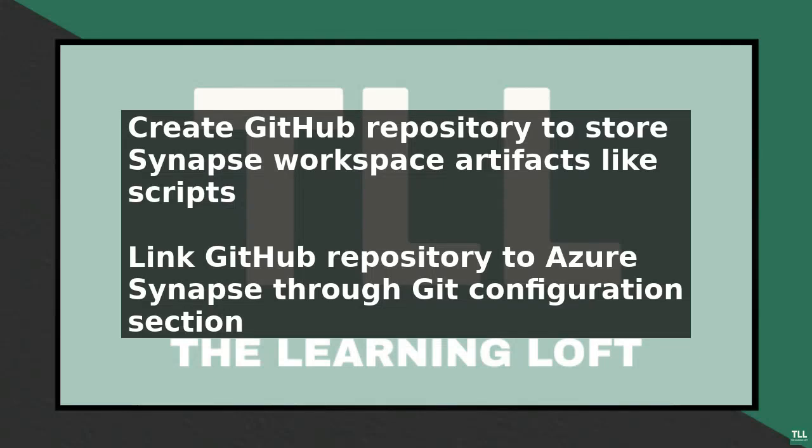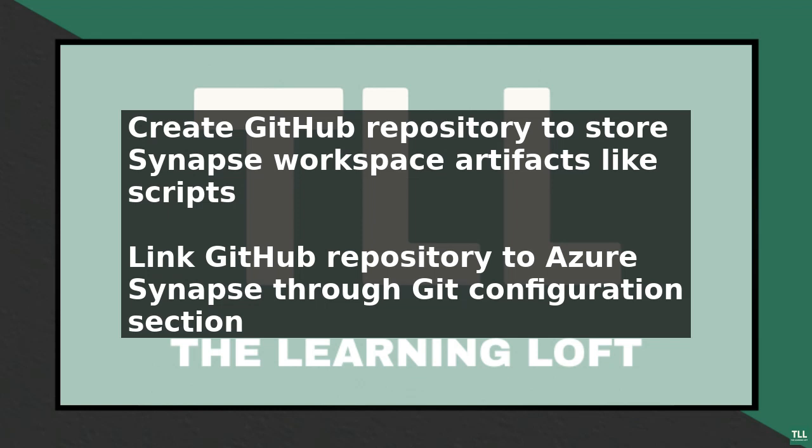To integrate Azure Synapse with GitHub, follow these steps. First, create a GitHub repository to store your Synapse workspace artifacts such as SQL scripts and notebooks. Next, link your GitHub repository to Azure Synapse by opening your Synapse workspace and navigating to the Manage section.